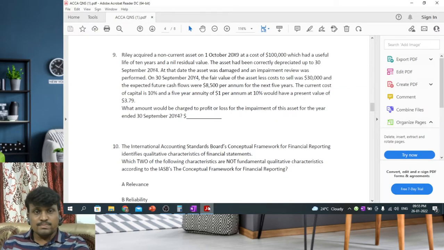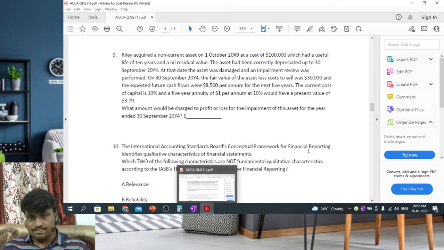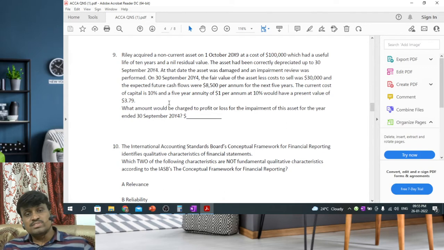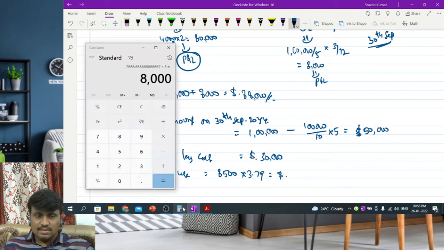Then expected future cash flows are 8,500 per annum for the next 5 years. So that is a future cash flow. We need to calculate the present value of that future cash flow to know the value in use of that asset. The current cost of capital is 10%, and a 5 years maturity annuity of $1 per annum at 10% would be a present value of 3.79. So 8,500 into 3.79 gives the value in use.